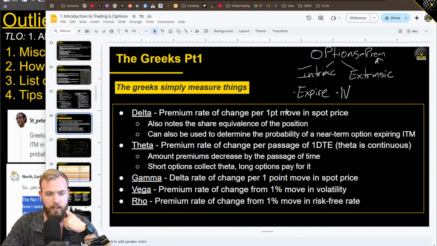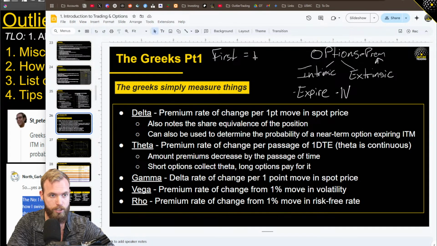So the Greeks allow us to understand how all of these different factors impact premium. And then as we get into second order Greeks and third order Greeks, they help us understand how different factors impact other factors that ultimately impact your premium. So the way to think about it, and this isn't a perfect description, by the way, but it's a simplifying framework: first order Greeks pertain to the price or the premium, right?